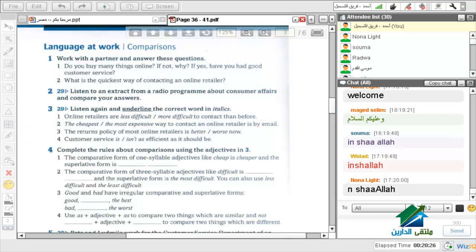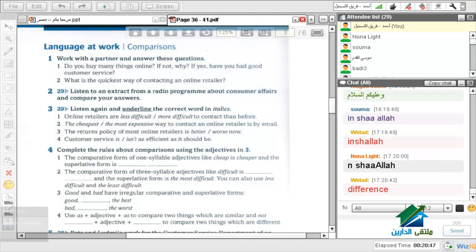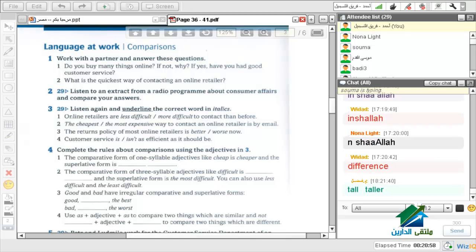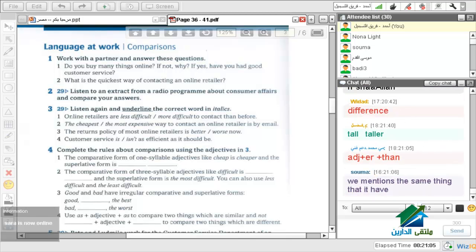Okay, so language at work, the second part of Unit 6, comparisons. What do you know about comparisons in English? How do you make a comparison, two things or two persons or more than two? Give me some ideas, please. Differences. Muhammad Fadl is saying tall and taller. So, can you tell me what is the type?